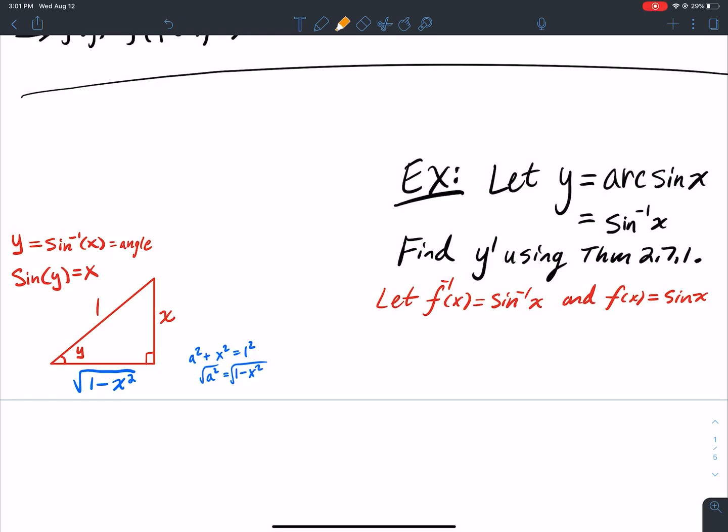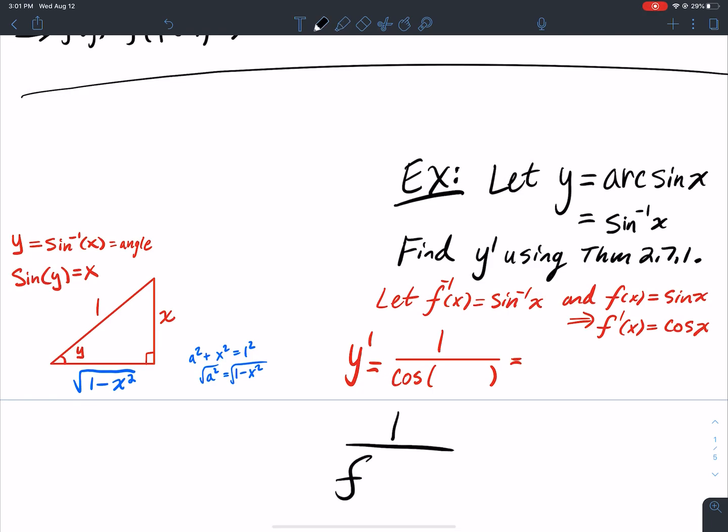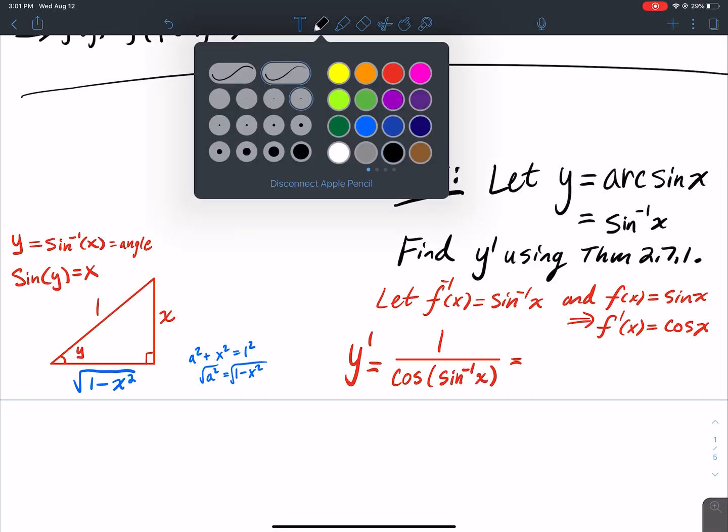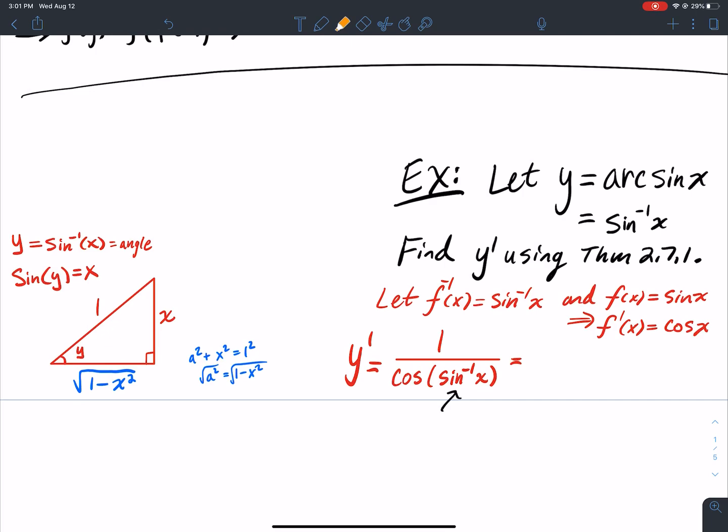Now, why is that important? Well, I have the function f of x equals the sine of x. So the derivative of f of x is cosine of x. Okay, that's the cosine of x there. So what does this mean? That means y prime is defined to be 1 over the derivative, right? So remember, it's 1 over the derivative of f, evaluated at, well, f inverse. What is f inverse equal to? F inverse is sine inverse of x, so that's what I plug in there.